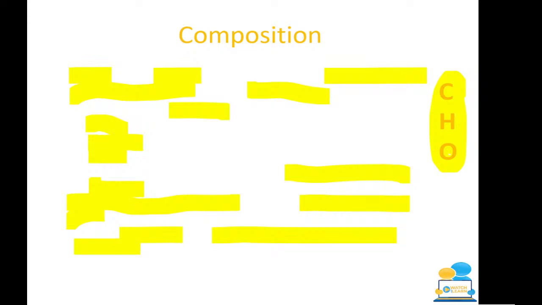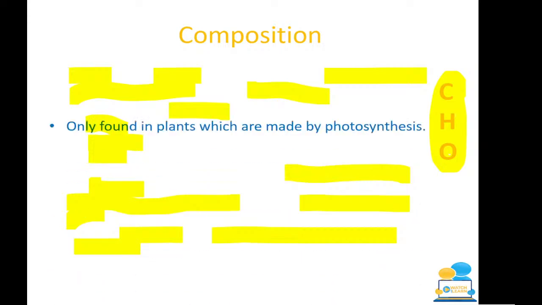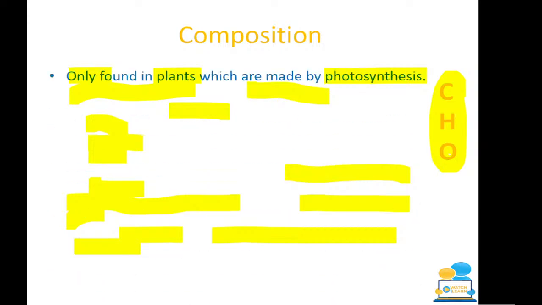So composition, we know that this is the sciencey part, and it is about as sciencey as this chapter gets, and it's not too bad once we break it down. So our carbohydrates are only found in plants. Now you'll remember from science that photosynthesis means that our green plants basically use the sun's energy to make their own food.